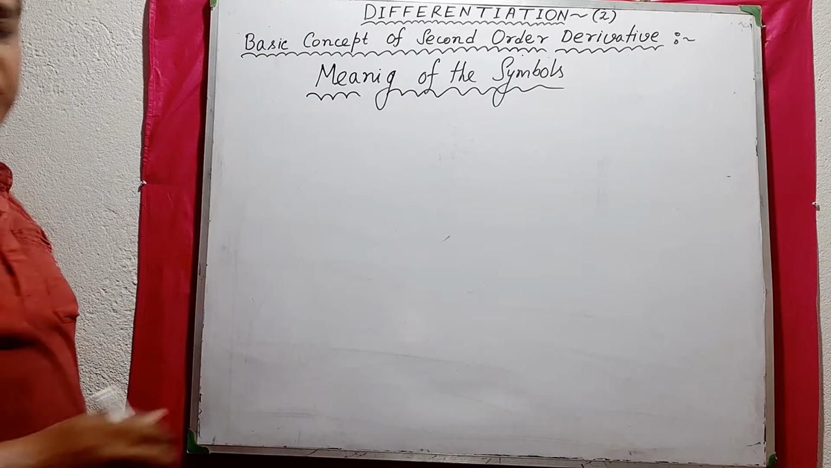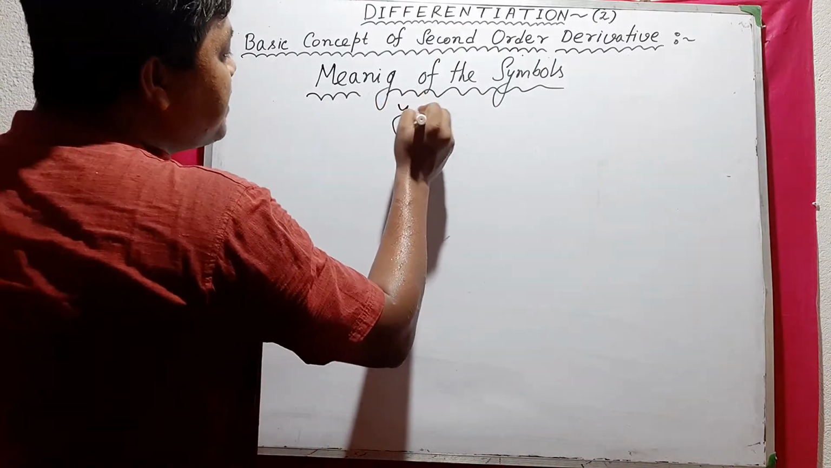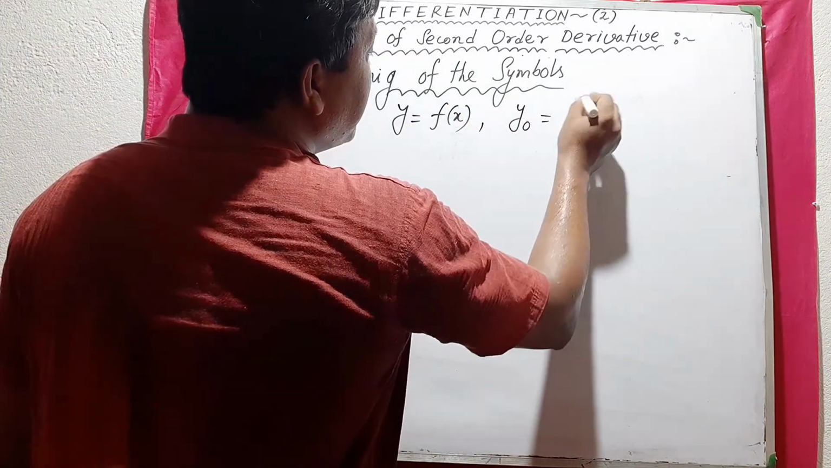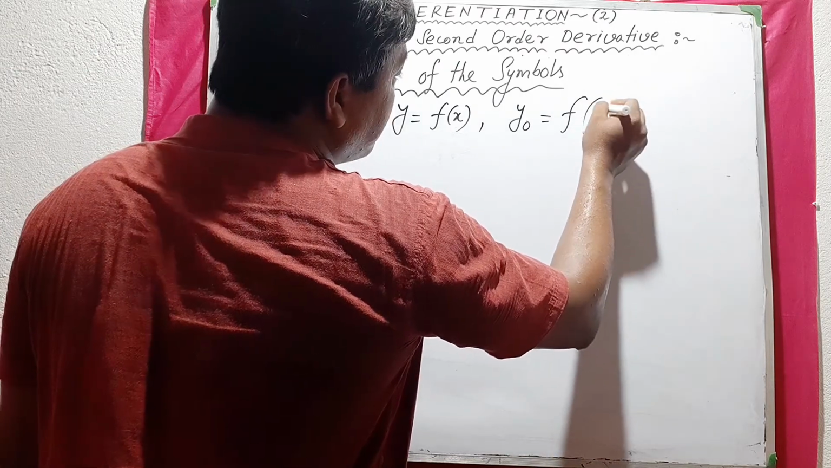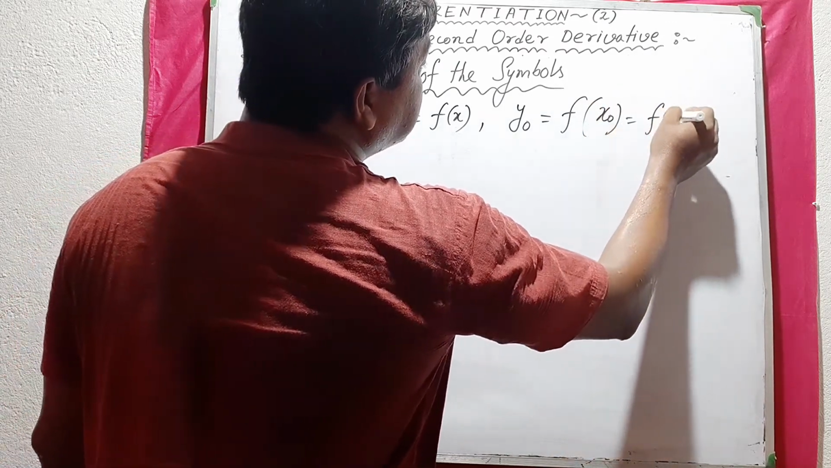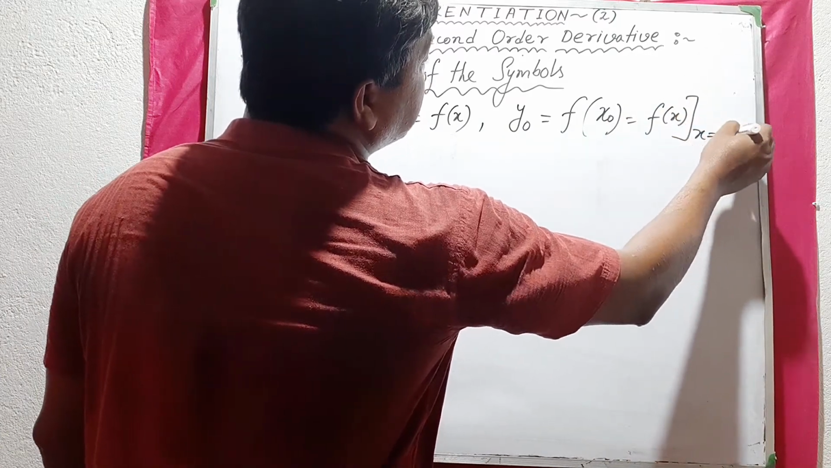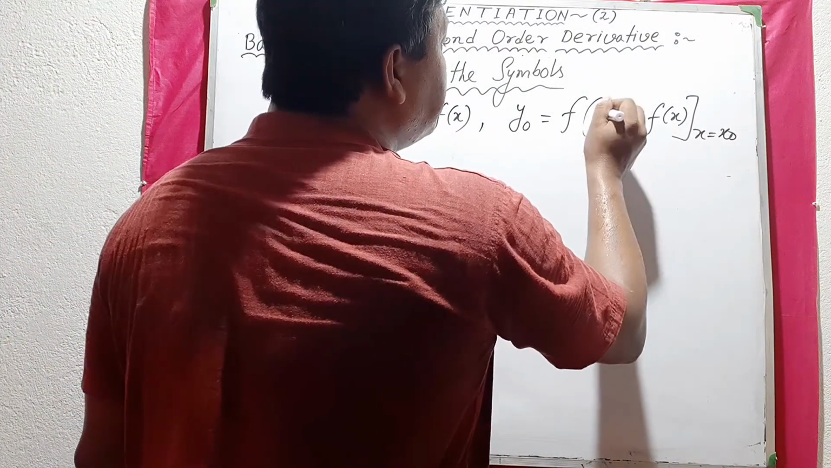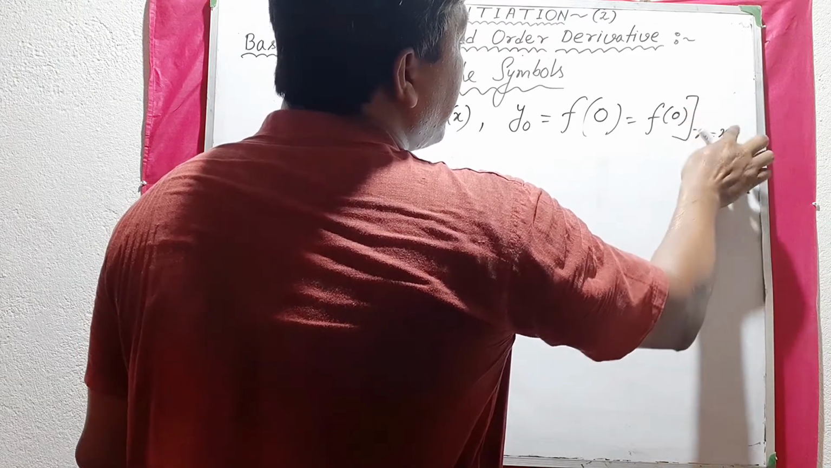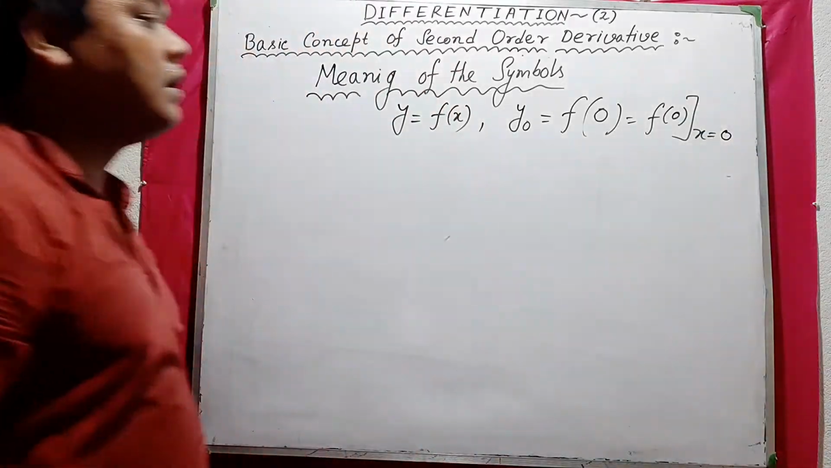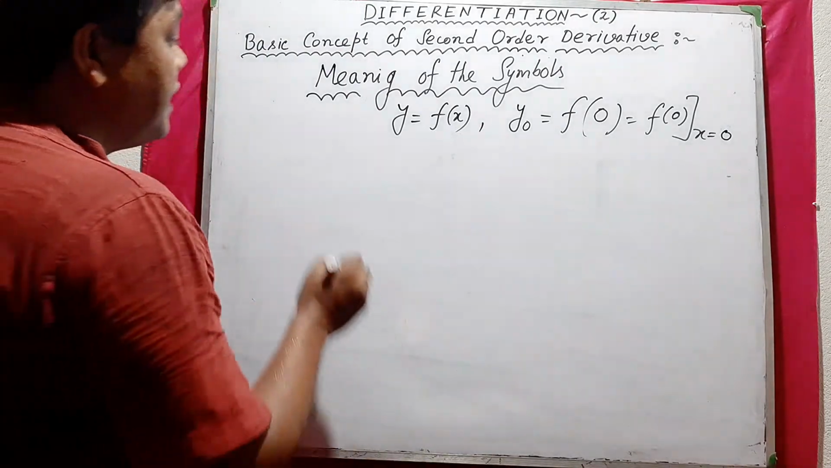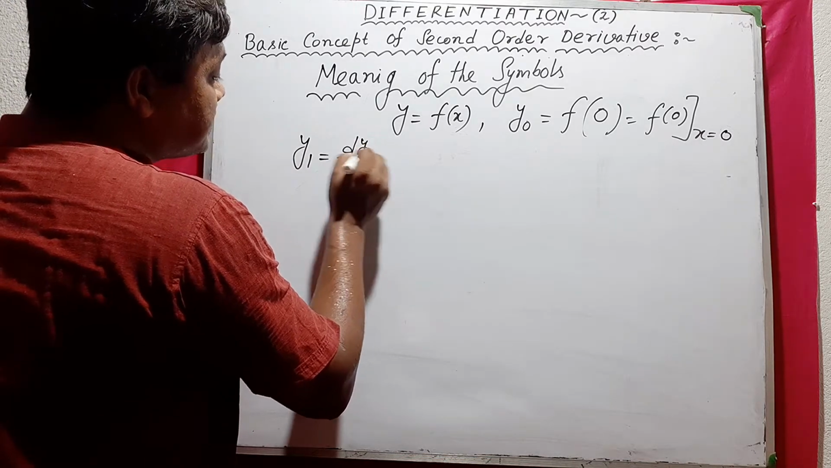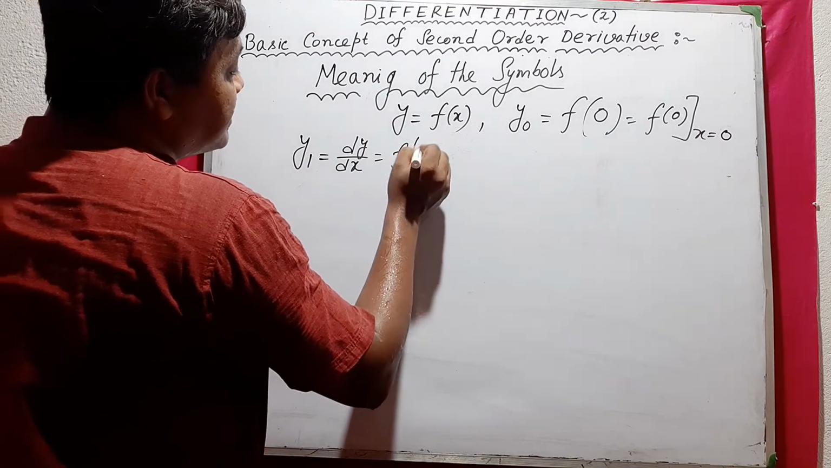Meaning of the symbols, first of all, y equals f(x) is given to you. So what does y naught mean? That is f of x naught, or f of x at the point x equals x naught or 0. Often we write y naught as y0, that is f(0), at x equals 0, any particular point. So y1 equals dy/dx or f'(x).